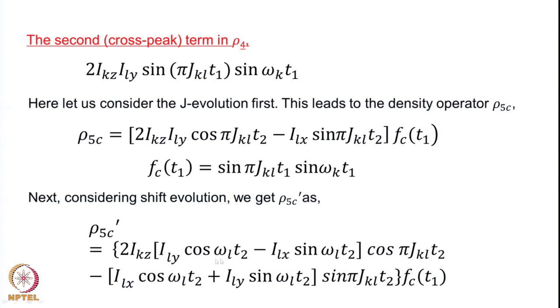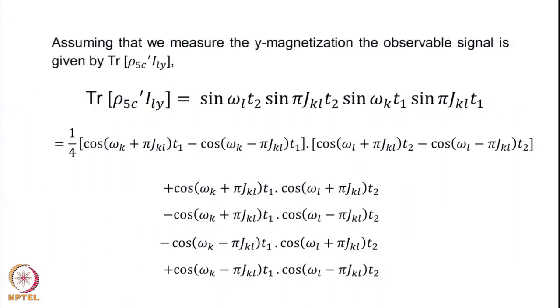So, Ily cosine ωlt2 minus Ilx sin ωlt2, and this cosine πJklt2 comes from here, and then this term is minus Ilx cosine ωlt2 plus Ily sin ωlt2 times sin πJklt2, and to the whole thing you have this fct1. So, the one inside the bracket is due to the evolution under the chemical shift. Now, assuming that we measure the Y magnetization, the observable signal is given by trace of rho 5c dash Ily. We are looking at the L spin magnetization, at the cross peak.